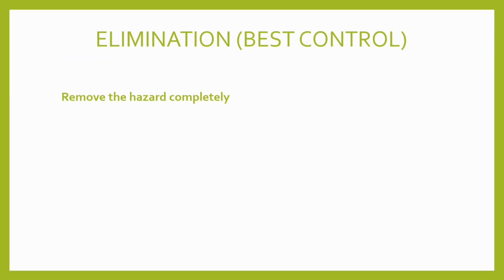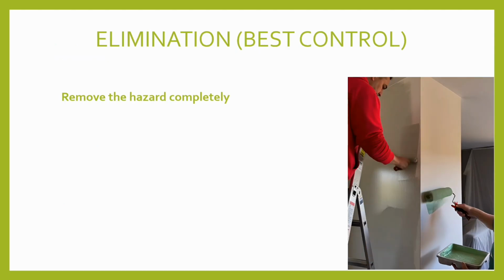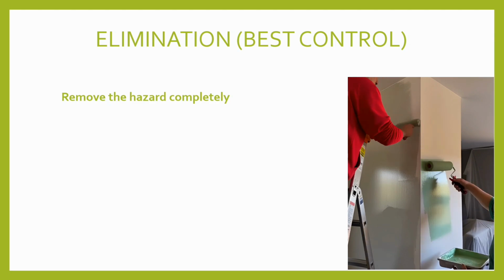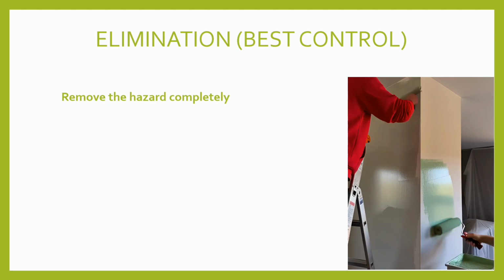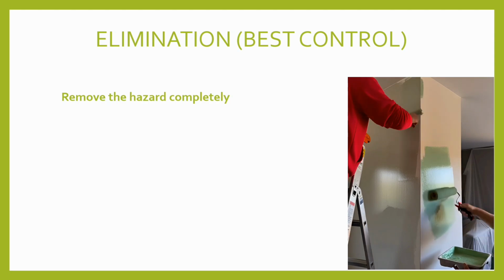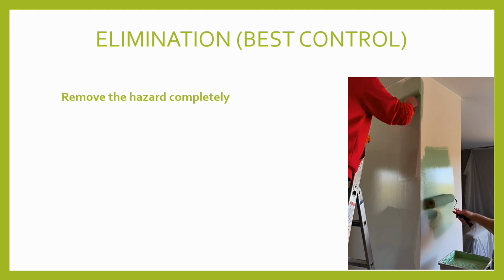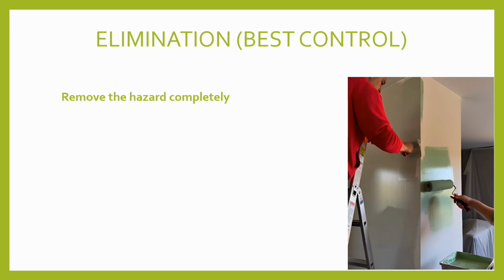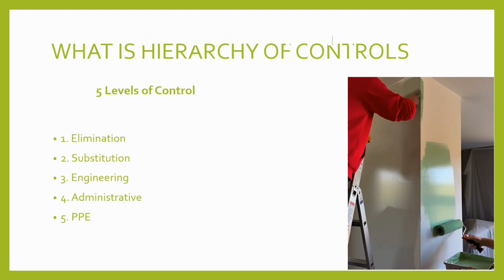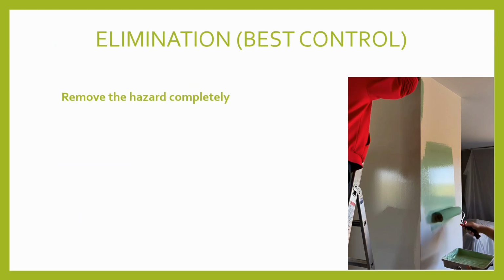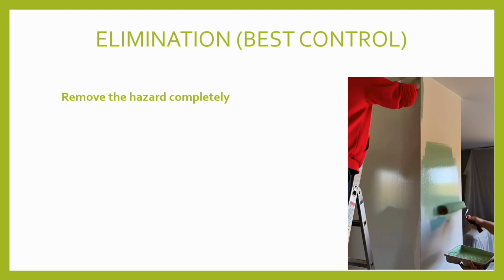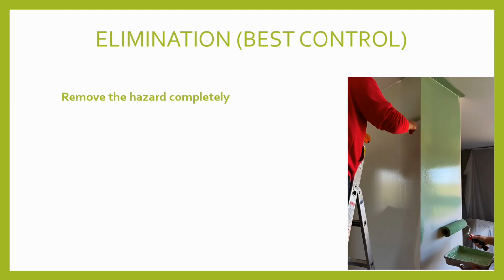The first and best control is elimination. Elimination means removing the hazard completely from the workplace. If the hazard is removed, the risk is also removed. For example, stopping work at height removes the risk of falling. If a person is painting a wall and they use a ladder, so if it is possible, then the person uses a paint roller, so the hazard will be completely removed because there will be no work at height. If there is no work at height, then the hazard will be completely eliminated.